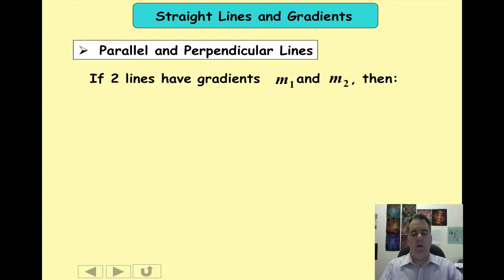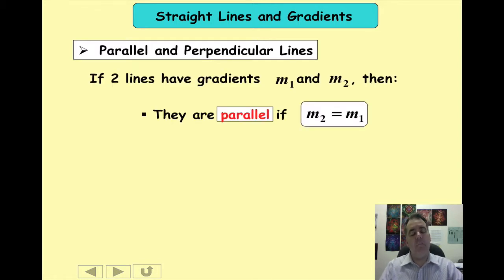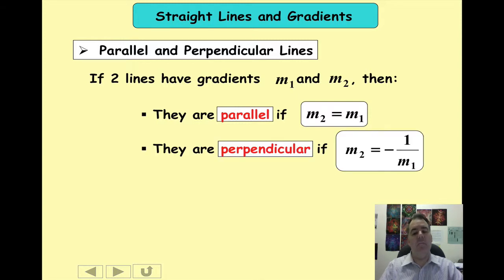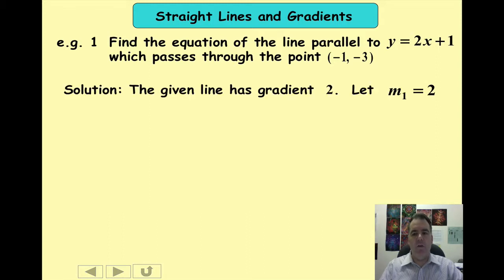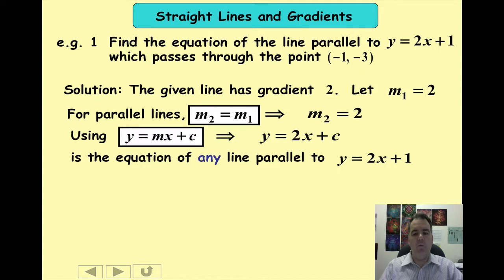Parallel and perpendicular lines. Obviously, if 2 lines are parallel, their gradient is the same. If they're perpendicular, one gradient is the negative reciprocal of the other. That's important. So if we want the equation of the line parallel to that line which passes through that point, we know the equation of the line is y equals 2x plus c, because we know the gradient's the same.